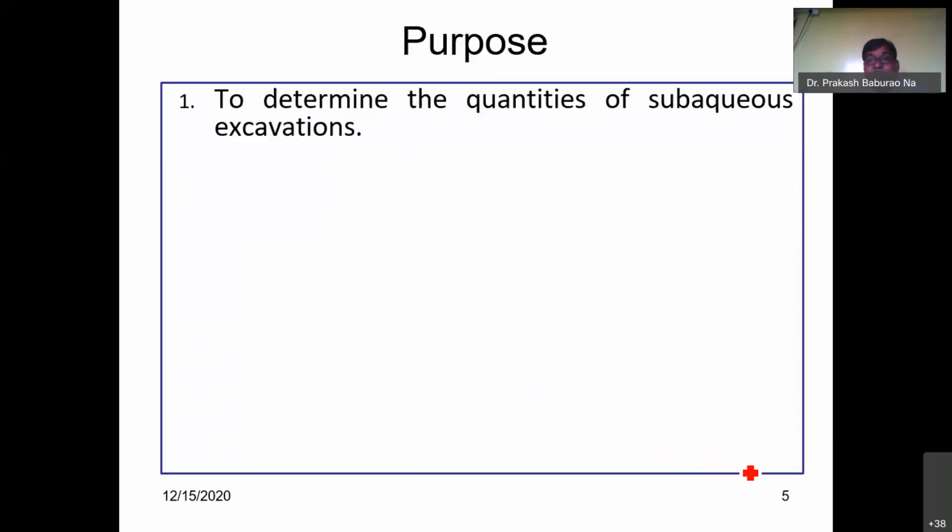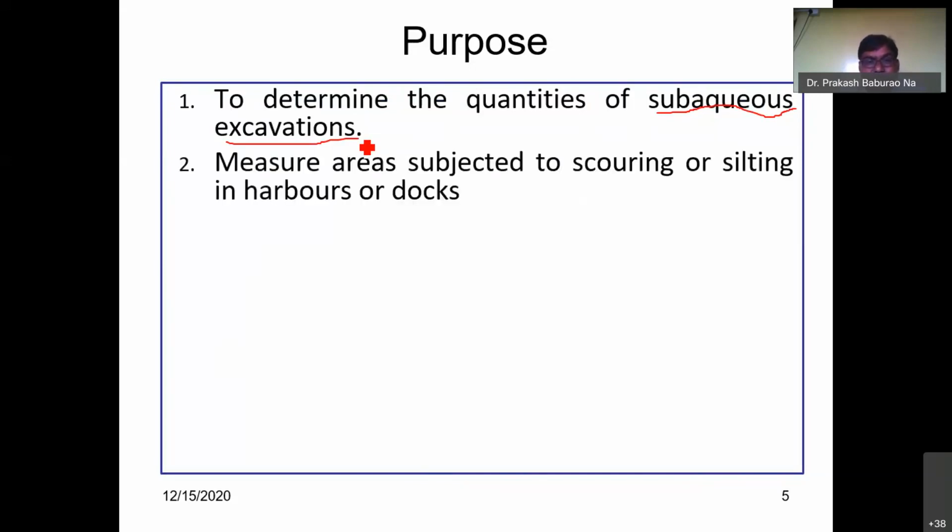Then what is the major purpose behind this hydrographic surveying? That means to determine the quantities of the subaqueous excavation. Subaqueous excavation is nothing but subsurface water information. You are aware of the surface water information, but you don't have ideas about what is within the water body. That information can be worked out by using hydrographic surveying. What type of information? You have to measure the areas subjected to scouring actions, erosion actions, or silting actions. Mostly it is applied for harbor stations as well as marine water bodies, such as jetties, wharves, or docks.